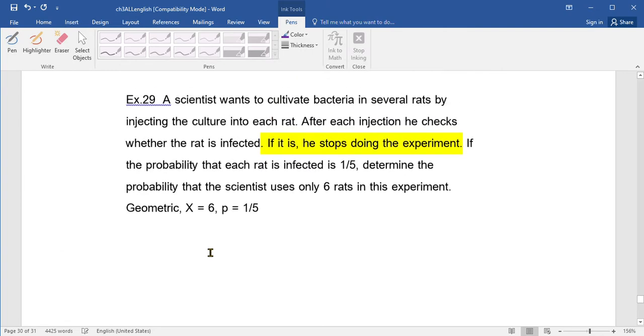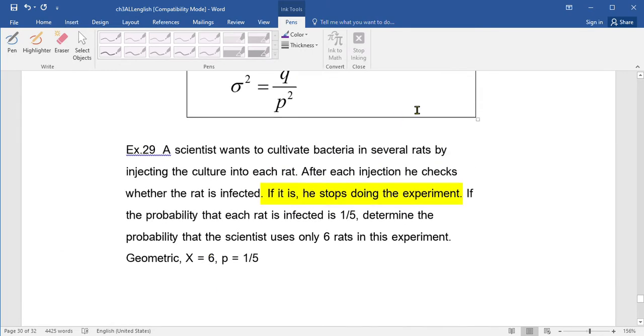A scientist wants to cultivate bacteria in several rats by injecting culture into each rat. After each injection, he checks whether the rat is infected. If it is, he stops doing the experiment. If the probability that each rat is infected is 1 in 5, determine the probability that the scientist uses only 6 rats in this experiment.